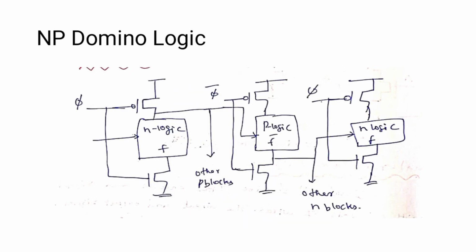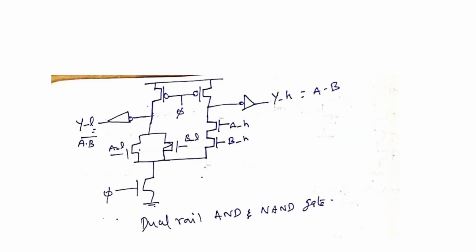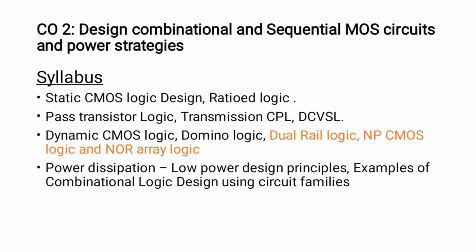So I hope you understand what dual rail domino logic, NP domino logic and NORA array logic are.